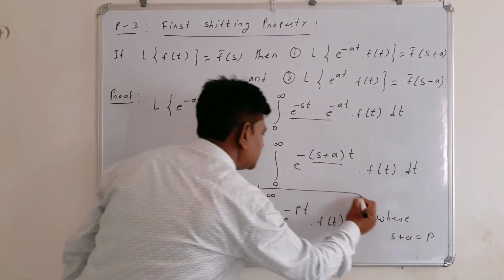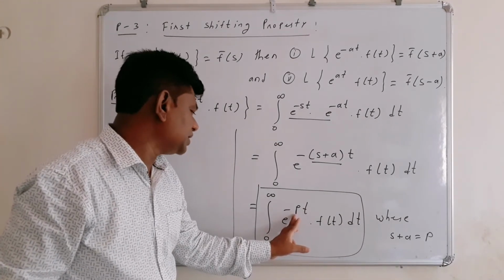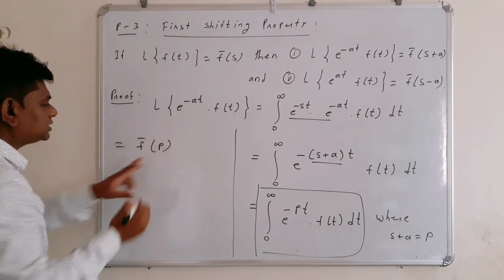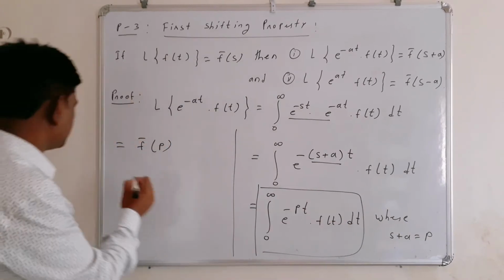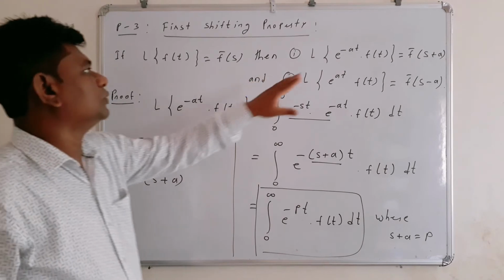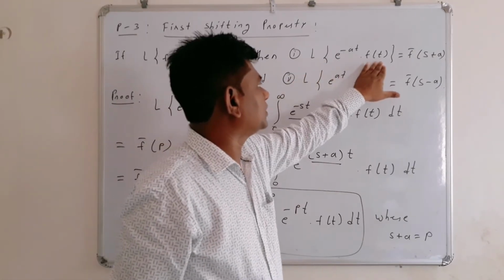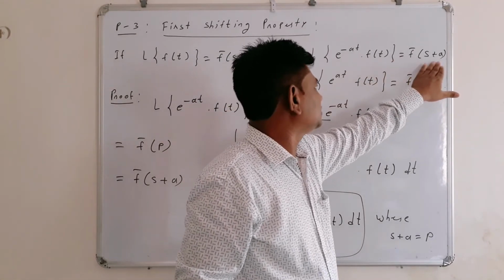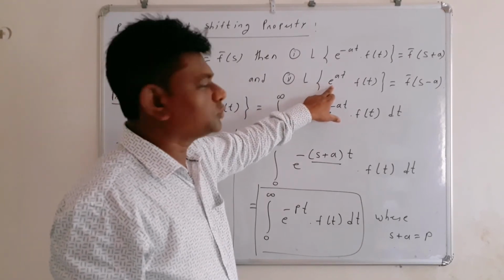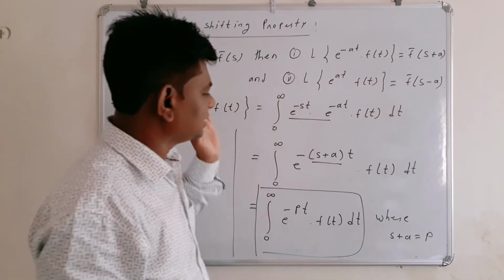Now this integration is the definition of Laplace transform, and here p is the parameter. Its answer is f bar p. But this p is s plus a, so therefore the answer is f bar s plus a. And therefore Laplace transform of e to the power minus at times f of t is equal to f bar s plus a. Now similarly we prove Laplace transform of e to the power at times f of t is equal to f bar s minus a.